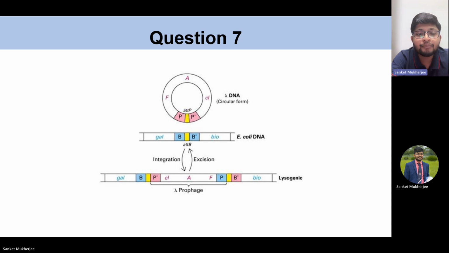As you can see, in case of lambda phage, the recombination site is attP, and in E. coli or in bacteria it is attB. So whatever is there inside the lambda phage is inserted into the specific site. The lambda prophage is inserted into the bacterial genome. So this integration happens due to site-specific recombination.